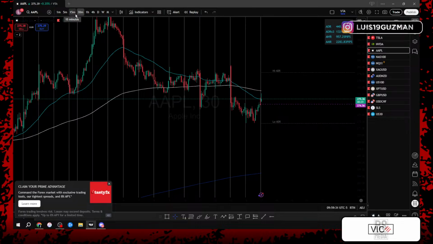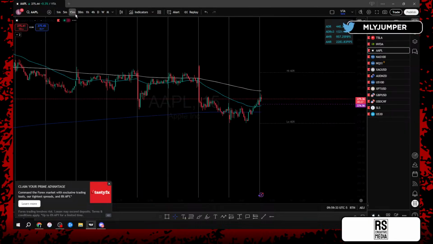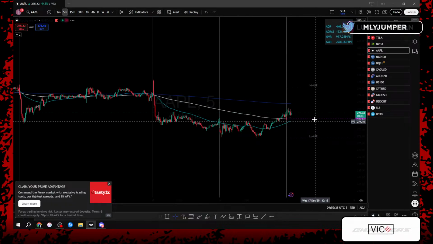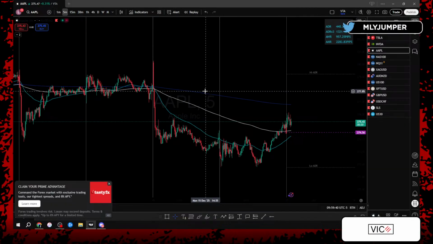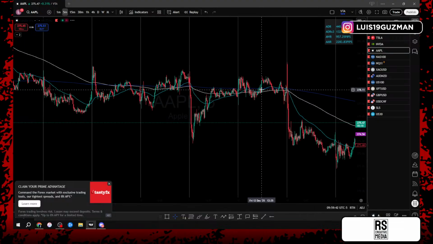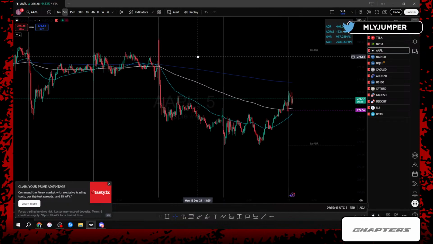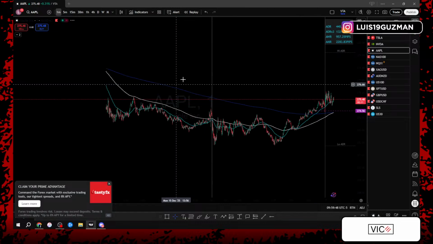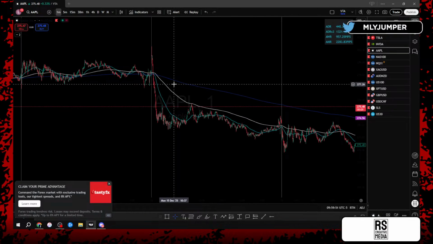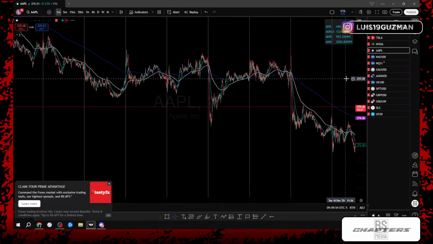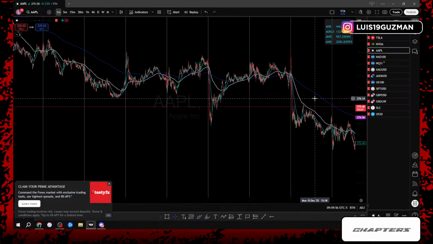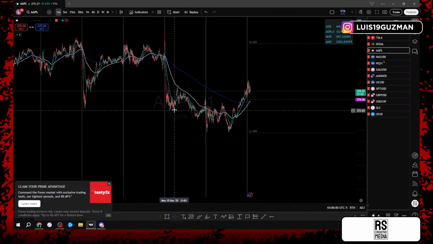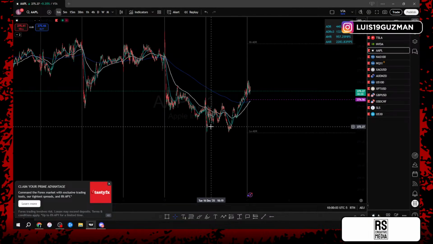My other entry criteria: engulfing candles. Let's see if there's any. Nothing on the 30. On the 15, there's nothing. Let's go to the 5 minute. Currently nothing on the 5 minute either. Let's go to the 1 minute and look at 1 minute structure as well. I don't really trust the 1 minute engulfing candles on these bigger pairs. But when I'm looking for structure, we have lower low, lower high, lower low, lower high, lower low, lower high, lower low, lower high, lower low.